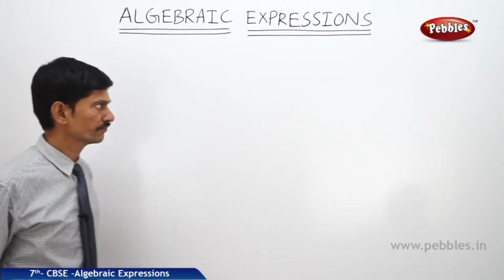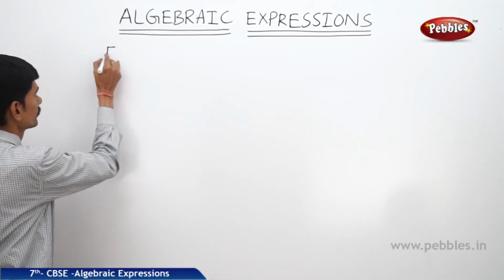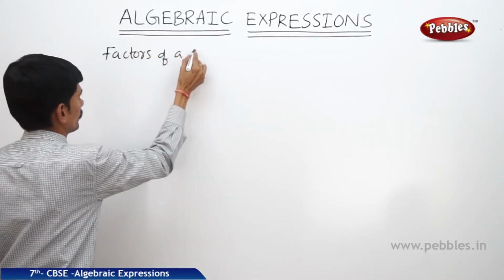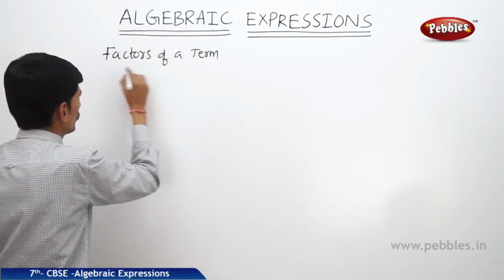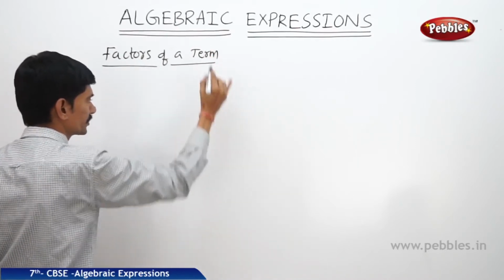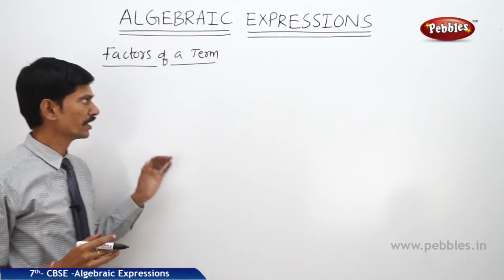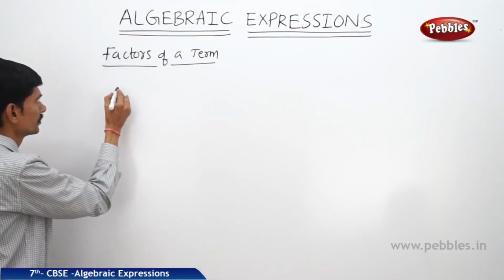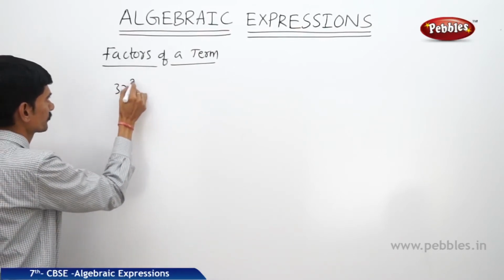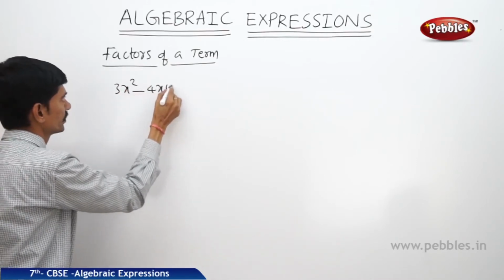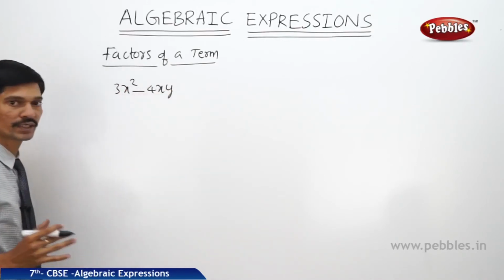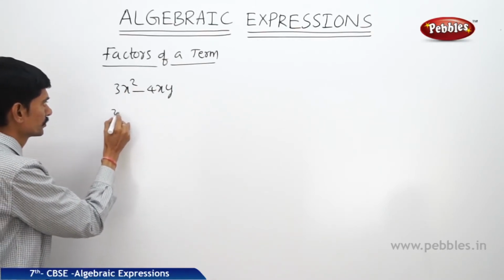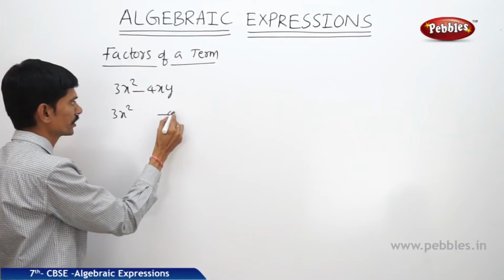Now let us see the factors of a term. Now how is the algebraic expression formed? By combining the terms with a plus or minus sign. See, for example, 3x square minus 4xy. This is an algebraic expression. It consists of two terms, 3x square and minus 4xy.